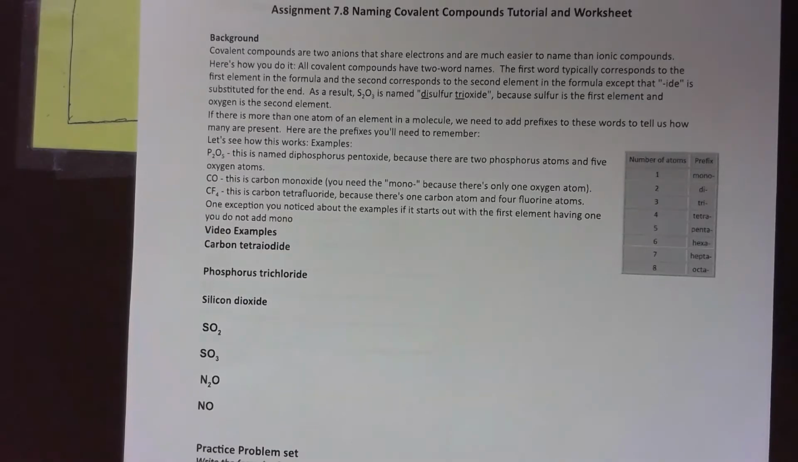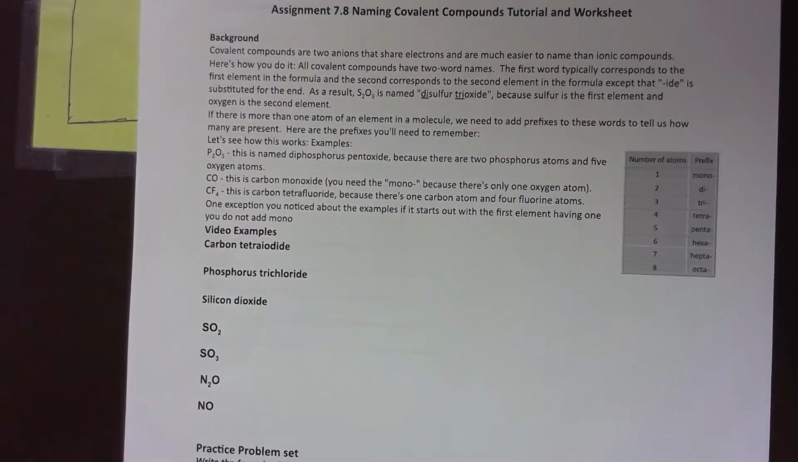Now, remember we talked about how an anion is "ide." Well, "ide" is still the case in covalent bonding, but that does not necessarily mean that your second one is an anion and your first one is not. Both of them will have some sort of prefix, but the only one that has a suffix is your second one. The second one will end in "ide," because it is still an anion.